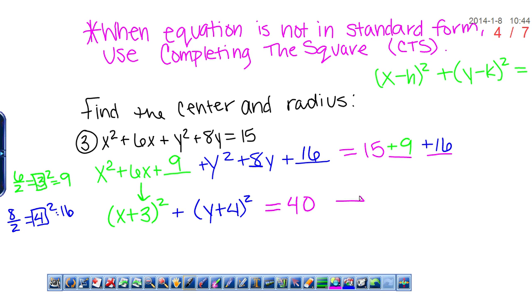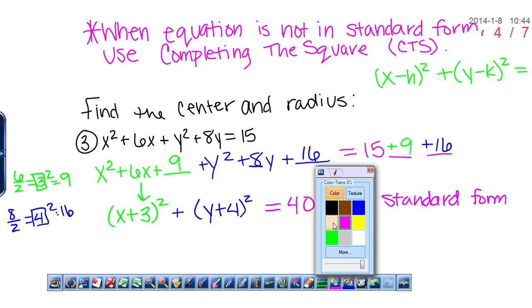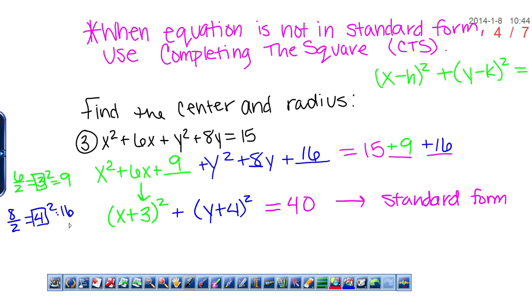Okay, so now we are in standard form. What were our instructions at the beginning of the problem? Good, find the center and the radius. So now can we do that from this form? Yeah, what's our center? Good, -3, -4. And what's our radius? Good, so you would start with the square root of 40, but you do want to simplify that. So that's 4 times 10, so that would give us 2 radical 10.